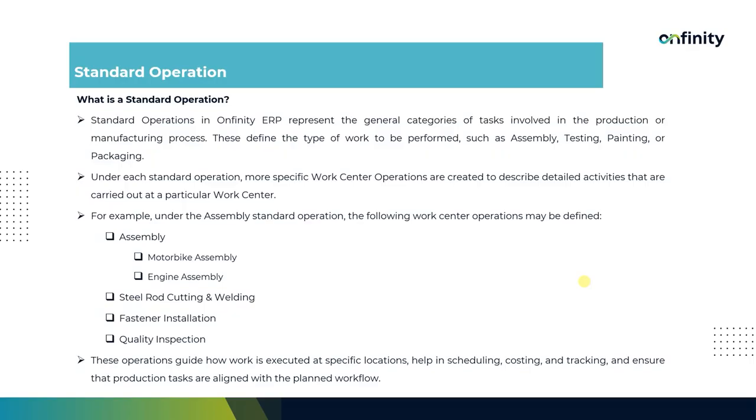And assembly contains work center operations, like motorbike assembly and engine assembly. These operations guide how work is executed at specific locations, help in scheduling, costing, and tracking, and ensure the production tasks are aligned with the planned workflow. Let's move on to the system and define some standard operations.